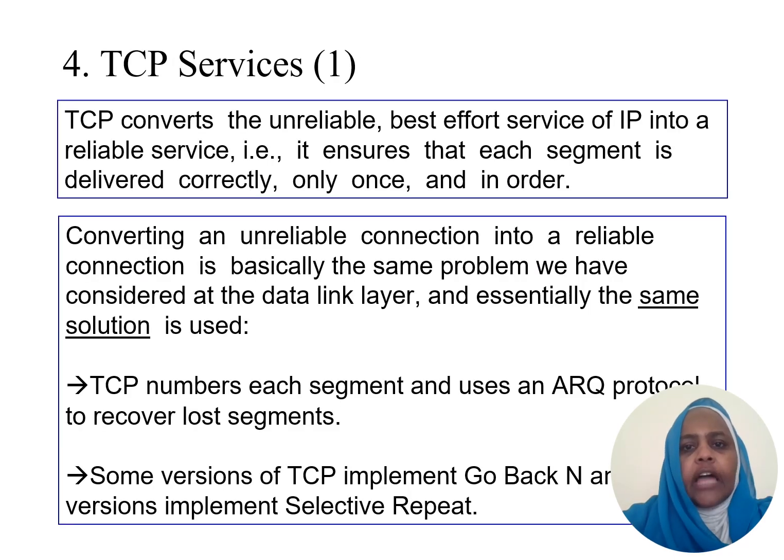TCP converts the unreliable best effort services of IP into reliable services. It ensures that each segment is delivered correctly, only once, and in order. In order to do this, TCP uses the same methods that have been used in the data link layer. TCP numbers each segment and uses an ARQ protocol to recover lost segments. Some TCP versions use go back N, and others use selective repeat.